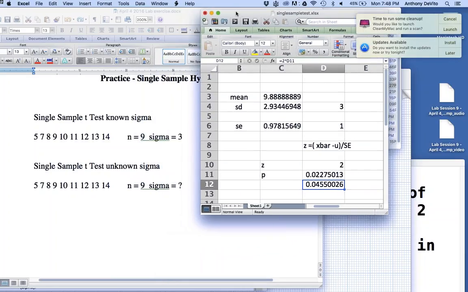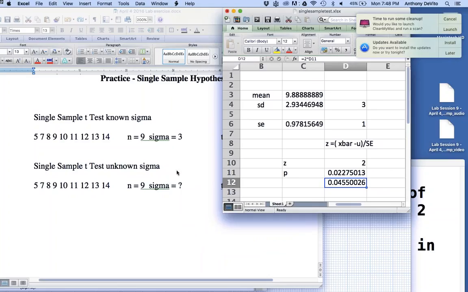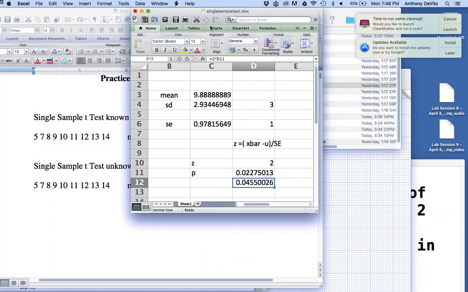Okay, well, now let's take a look at the situation, a single sample t-test, where we don't know what sigma is. We don't know what the population standard deviation is. In that case, we have to use the standard deviation of our sample, which is 2.93. Let's see how that changes things. Standard error is equal to the standard deviation divided by 3. That's 0.997.